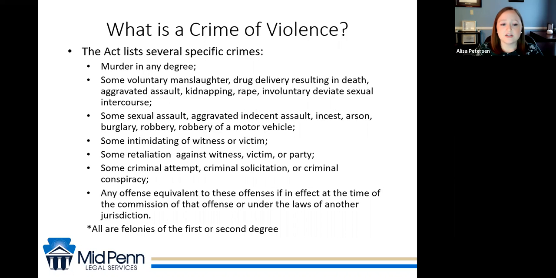As I was stating, these are the specific crimes that would qualify for this exception. They are relatively serious crimes. They are all felonies of the first or second degree. It's things like murder, voluntary manslaughter, some sexual assault, and the Act lists specific subsections. So if they're not within those subsections, you can't plead the crimes of violence exception successfully, most likely.